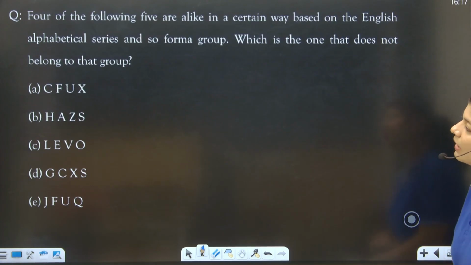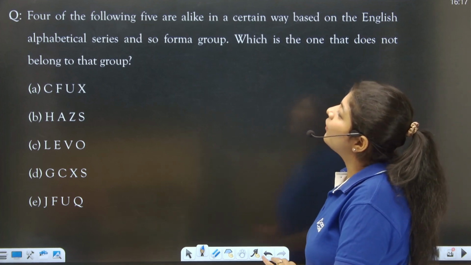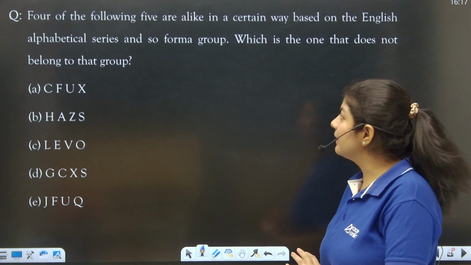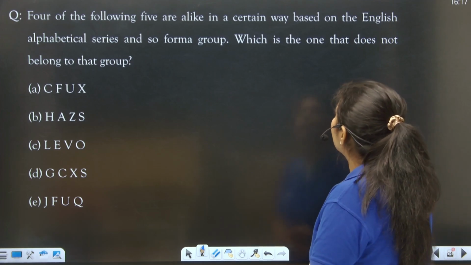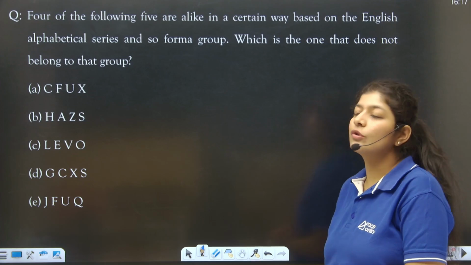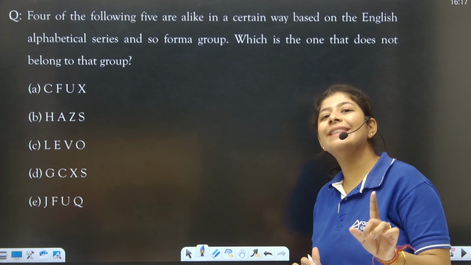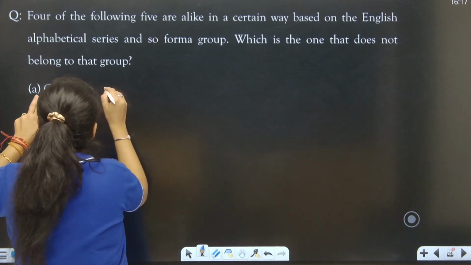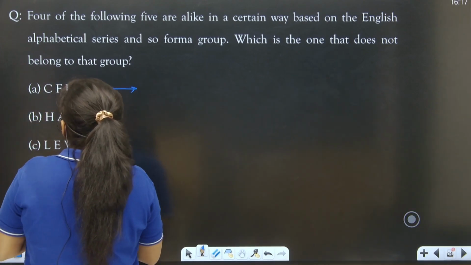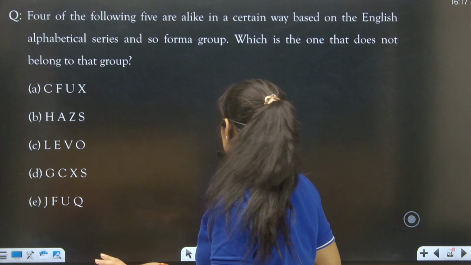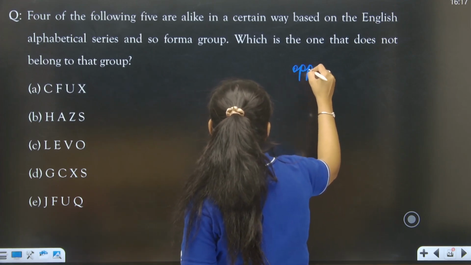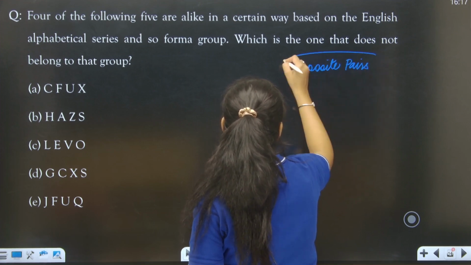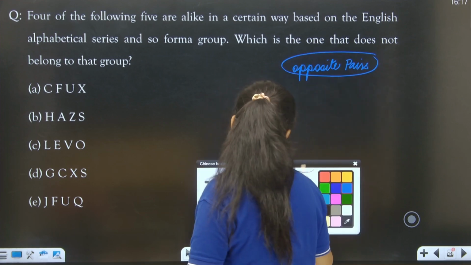Next. The next question says that 4 of the following 5 are alike in a certain way based on the English alphabetical series and so form a group. Which is the one that does not belong to the group? Again, we need to take the help of the associated numbers to get the pattern. So instead of numbers, if you know the opposite pairs, then you can easily get the answer.